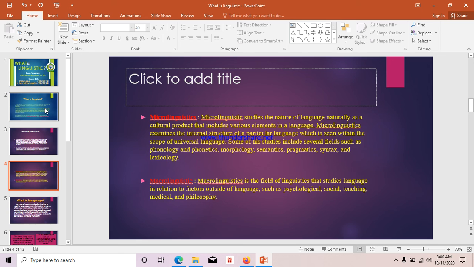Macrolinguistic. Macrolinguistic is the part of linguistics that studies language in relation to factors outside of language, such as psychological, social, teaching, medical, and philosophy.